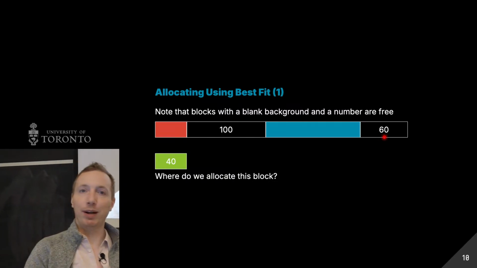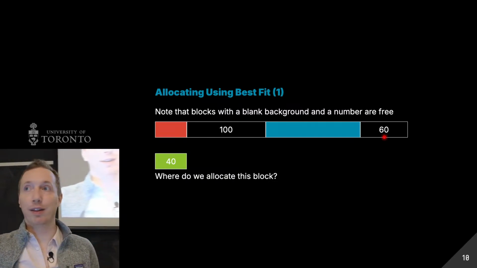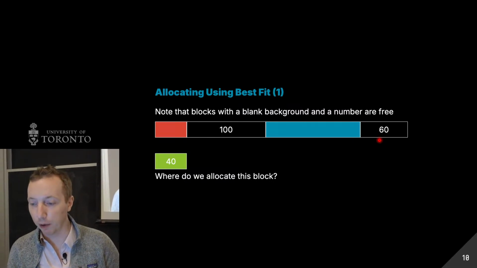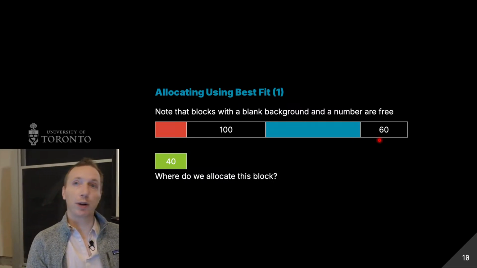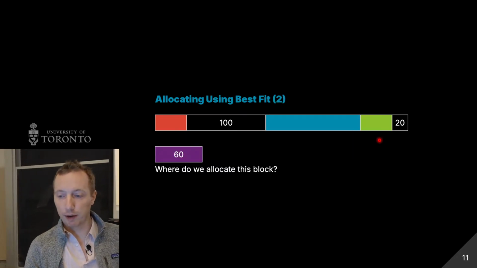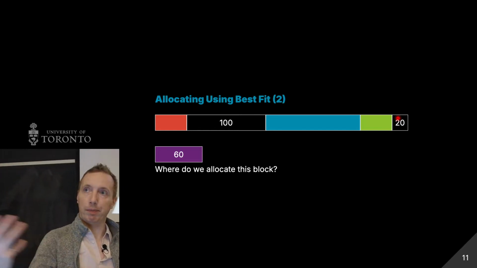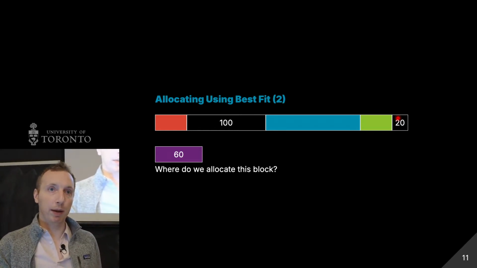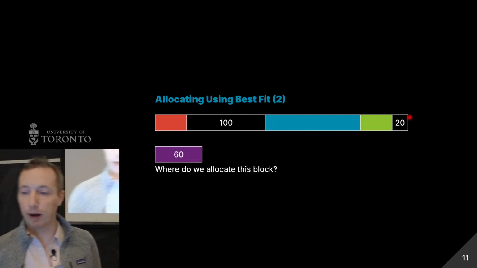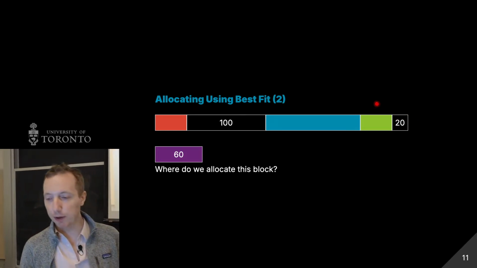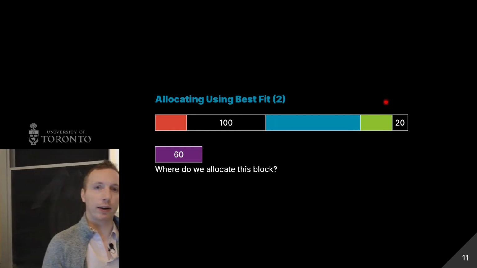The 60, right? Best fit is whatever is the closest one. If there's an exact match, it would go there. So 60 is closer to 40 than 100 is. So I would put the allocation there, and then, well, I only need 40 of those 60 bytes, so I would split it off, and then I would have 20 left. You could put before or after, whatever makes you feel good, but now I'm done that allocation.